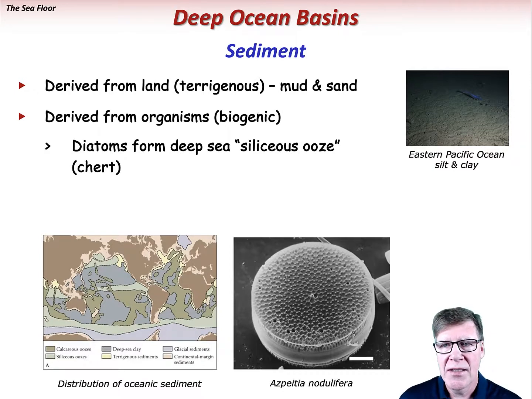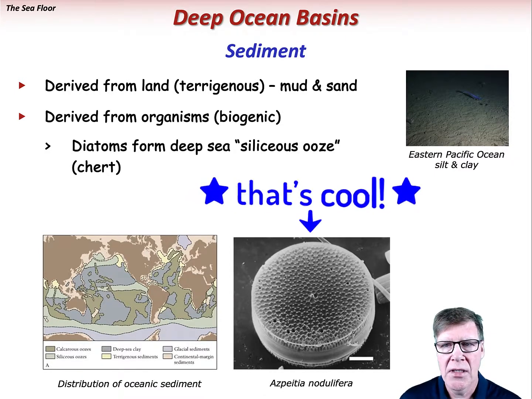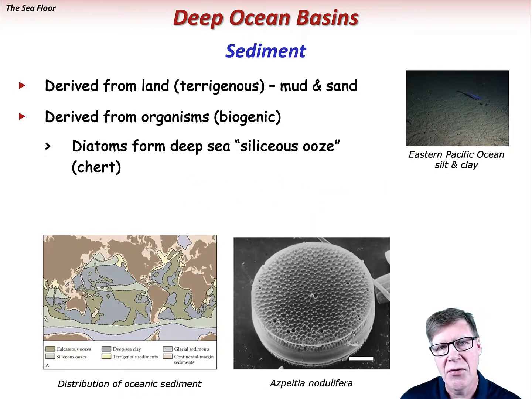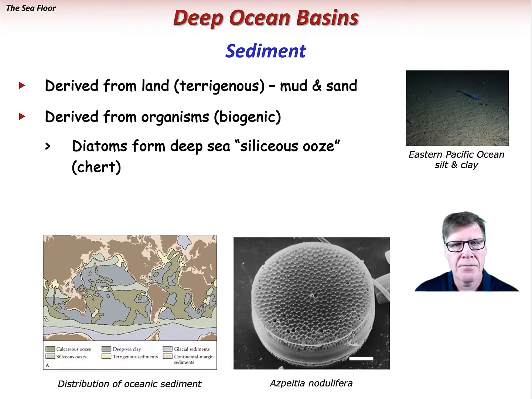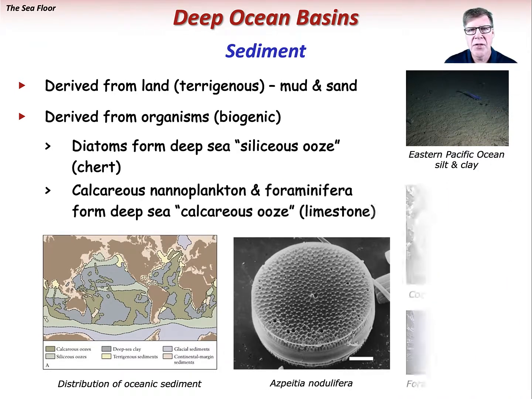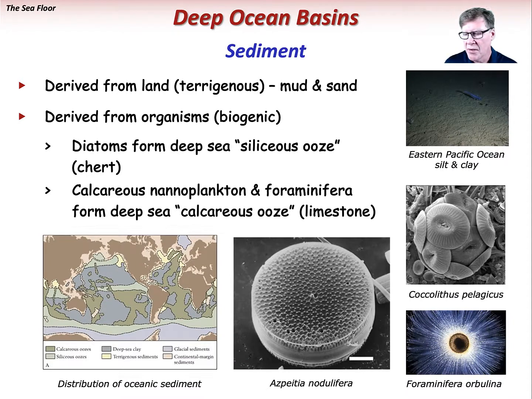Siliceous ooze is formed from the deposition of microscopic diatoms, which can eventually lithify into the sedimentary rock chert. Calcareous ooze is formed from the deposition of microscopic calcareous nanoplankton and foraminifera, which can eventually lithify into the sedimentary rock limestone. Deep-sea sediment may seem boring at first glance, but is certainly a different world under the microscope.